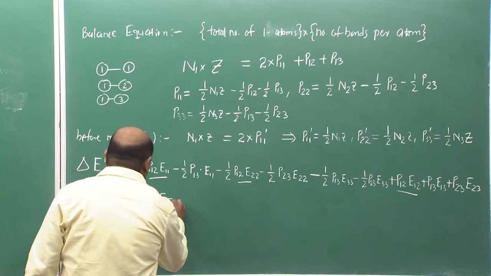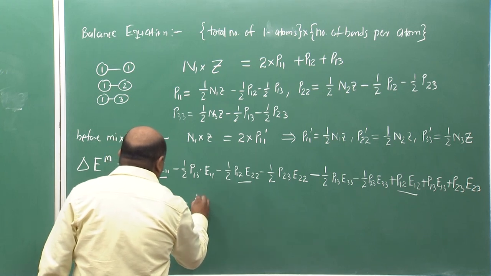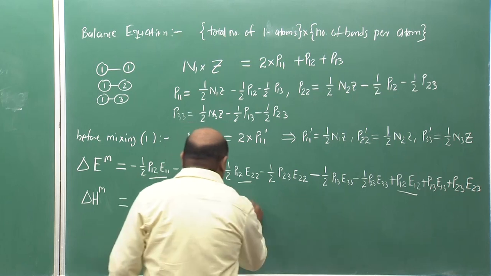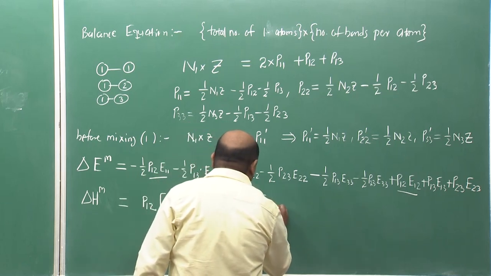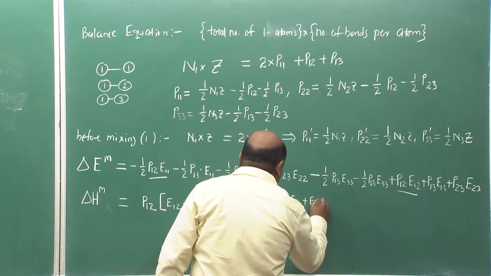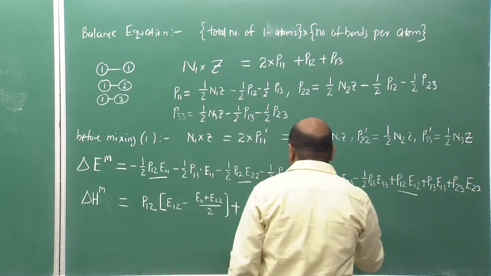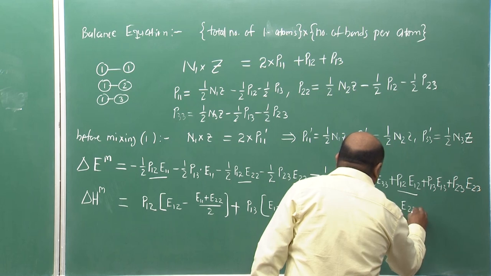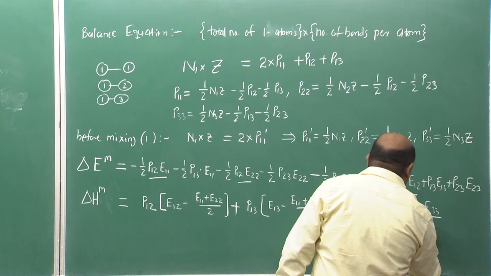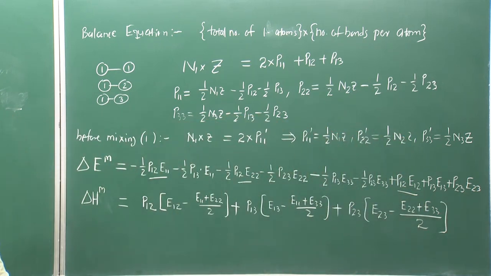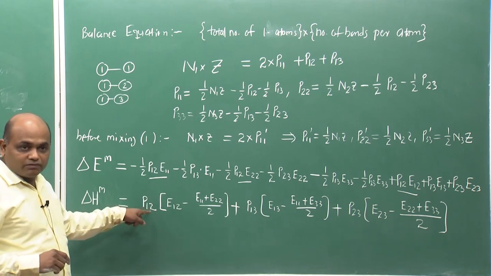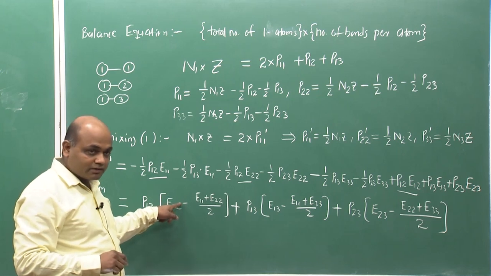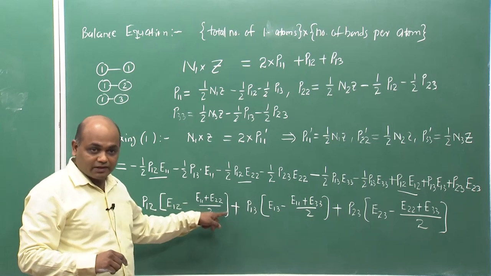Times E12 minus E11 plus E22 by 2, similarly plus P13 times E13 minus E11 plus E33 by 2, plus P23 times E23 minus E22 plus E33 divided by 2. Okay, so essentially we are multiplying the number of dissimilar bonds with the difference between the energy of that dissimilar bond and the average of the similar type of bonds.